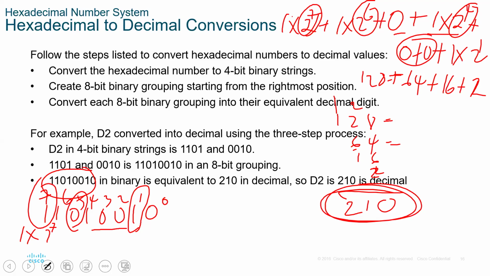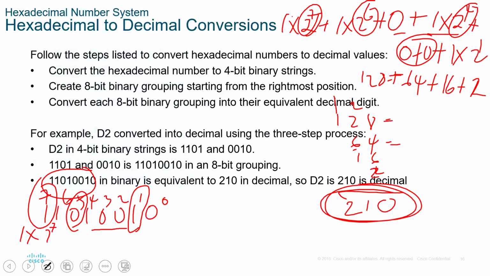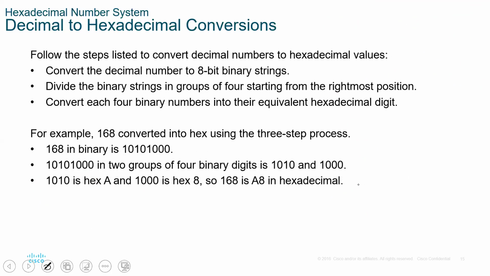Now, this 210, how do I convert it to hexadecimal? You see, the same formula I used to convert from decimal to binary by doing the division, we're going to use the same formula. Let me just use it here. So if I say 210 divide by 16, the same formula, then I will record the remainder.